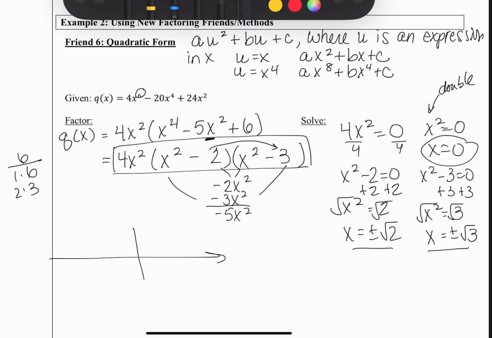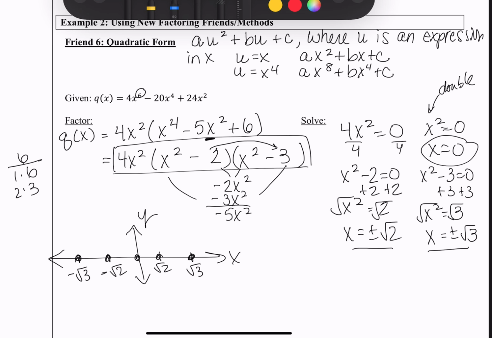I'll do my best. I'll pretend like I know where root 2 and root 3 are. Again, root 2 is somewhere a little bit close to 1. We'll just label it root 2. And then root 3 is going to be a little bit bigger, somewhere between 1 and 2, because root 4 would be 2. So let's just put root 3 here. And then I'll do the same thing over here with negative root 2 and negative root 3. And then I got my 0 here.